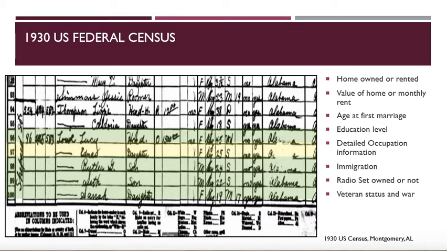The 1930 census gives similar information to the 1940, but it includes additional information that the 1940 does not, such as age at first marriage, veteran status, and if the family owned a radio set. On this census record, we can see that the majority of the families live on Shepherd Street in Montgomery, Alabama. If we look at Lucy Lowe, who is the head of her own household, we see that she owns her home and her home value is estimated at $1,500. Her neighbor, Lizzie Thompson, who is listed above her on the census, rents her home for $12 a month.